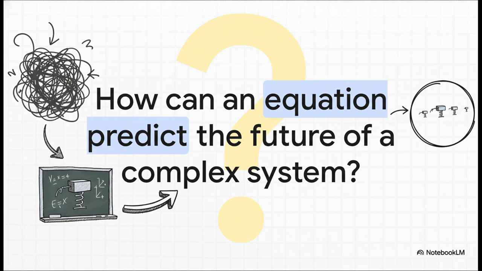How can we take a really complex, kind of messy system, like, say, the suspension on your car, and boil its very essence down into an equation, and then use that simple equation to predict exactly how it's going to behave out on the road?